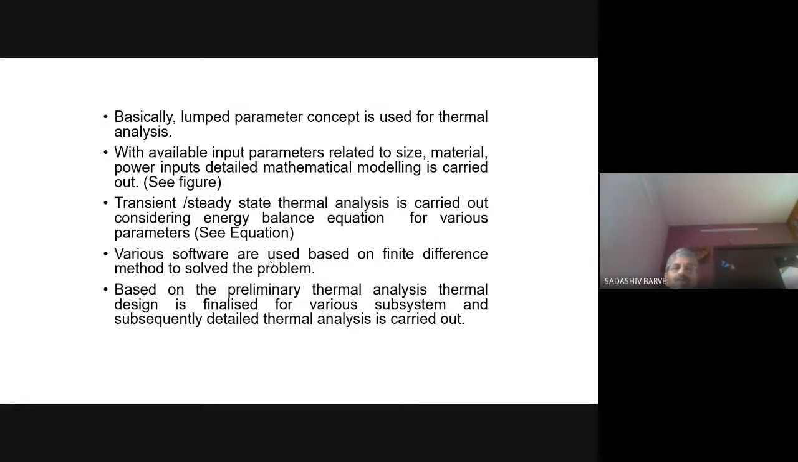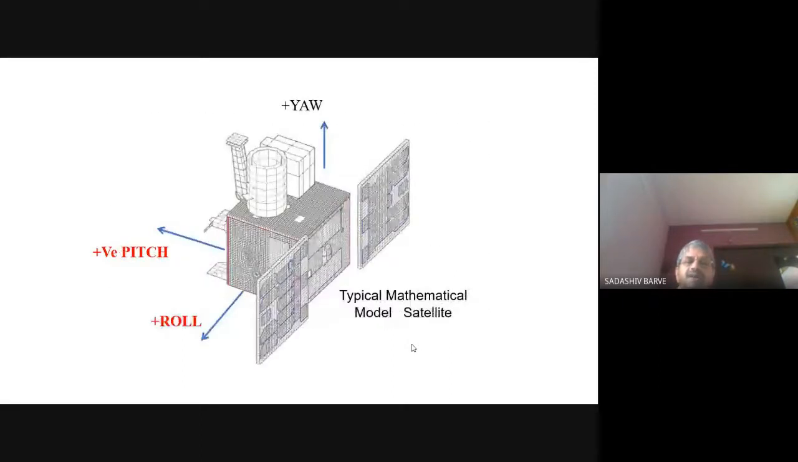So based on the preliminary thermal analysis, the design is finalized for the various subsystems, and subsequently detailed thermal analysis is carried out to see which surface is going to high temperature or low temperature. Depending on that, we again need to change the design if it is essential. So these are the typical models I showed earlier. This is another satellite showing how the modeling is carried out. So we will know from one end to the other how the temperature is distributed.